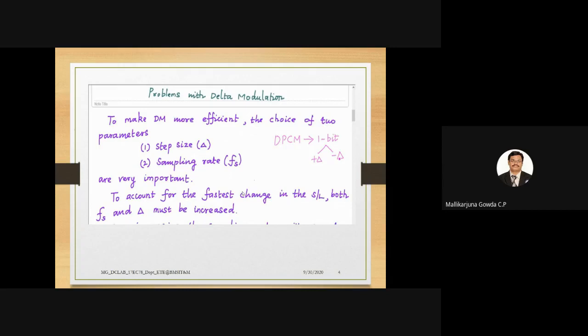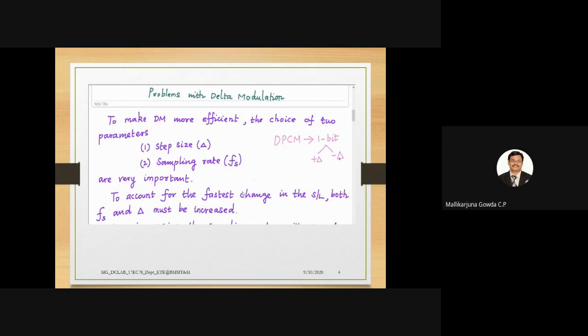If the input signal is changing fast, then I need to increase the sampling frequency as well as the step size. Otherwise, it will not be able to follow the analog input signal. Is that point clear? If the input signal is changing very fast, what I need to do? I need to increase the sampling frequency and the step size.